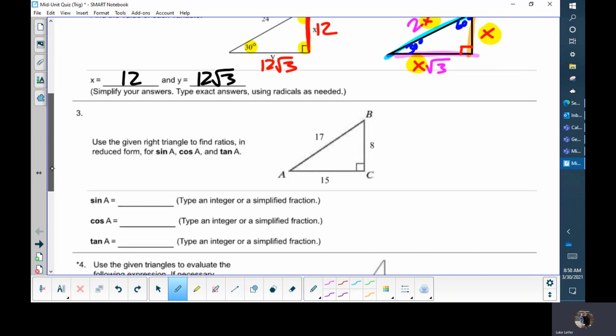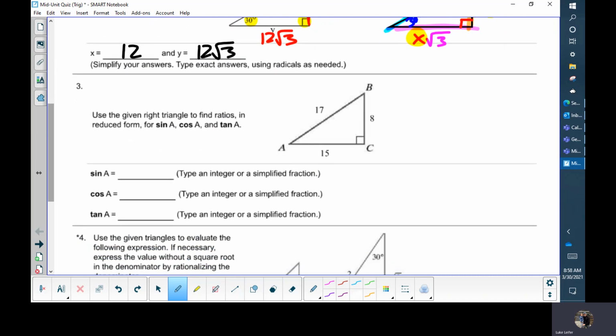Okay, let's go down to number 3. This is literally just filling in fractions, okay? It says type as an integer, which means a whole number, or a simplified fraction, no decimals. So step 1, you identify your reference angle. It says angle A, sine, cosine, tangent. Here is my reference angle.